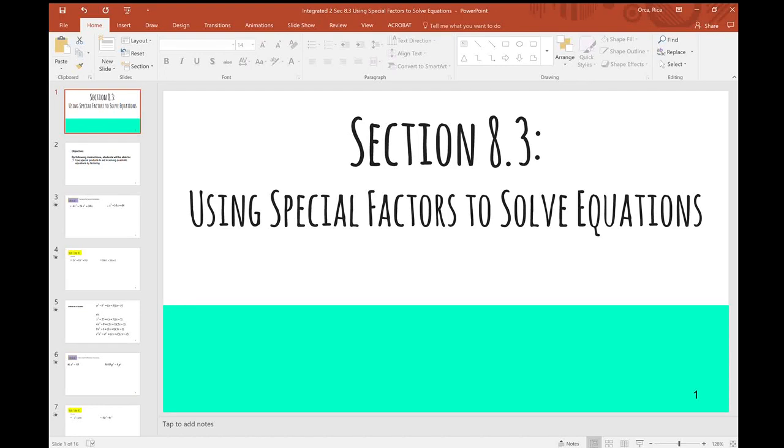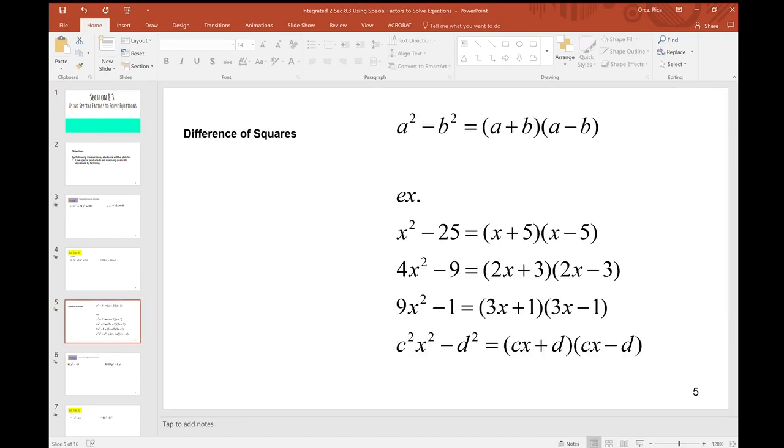Welcome back, class. Today we're looking at section 8.3 and we're using special factors to solve equations. In particular, we are going to be looking at a difference of squares. So what's a difference of squares? Well, the word difference means to subtract. We are subtracting two perfect squares.